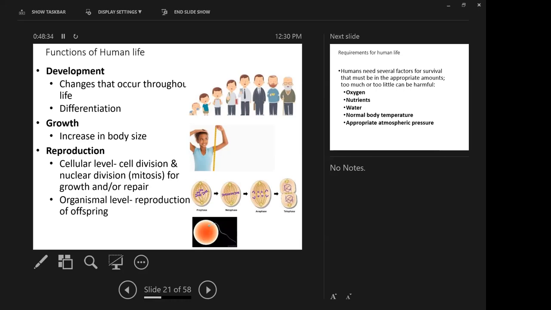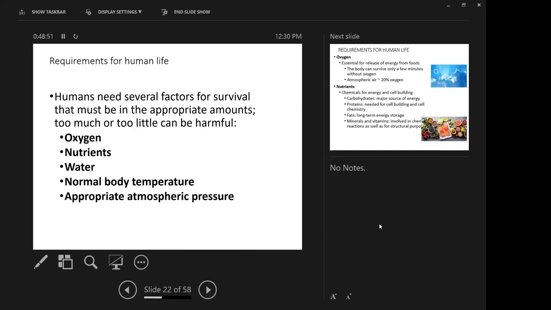So we also produce eggs and sperm, at least during our fertile times. And okay, this is a really good place to stop, so we can talk about requirements for life starting on Monday.